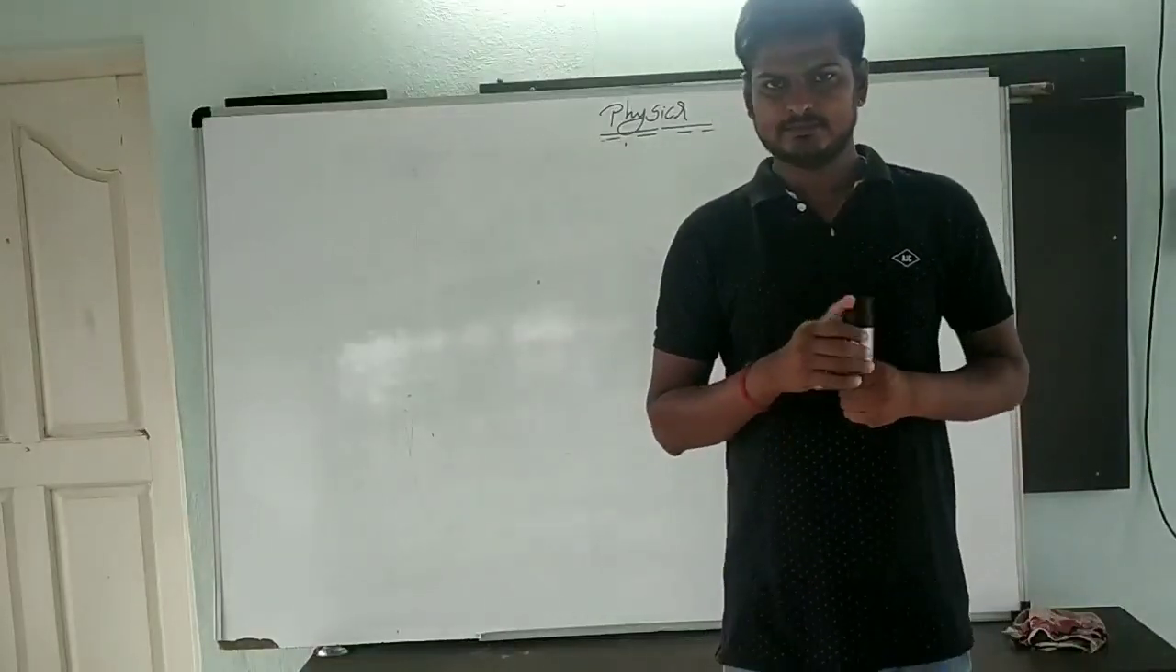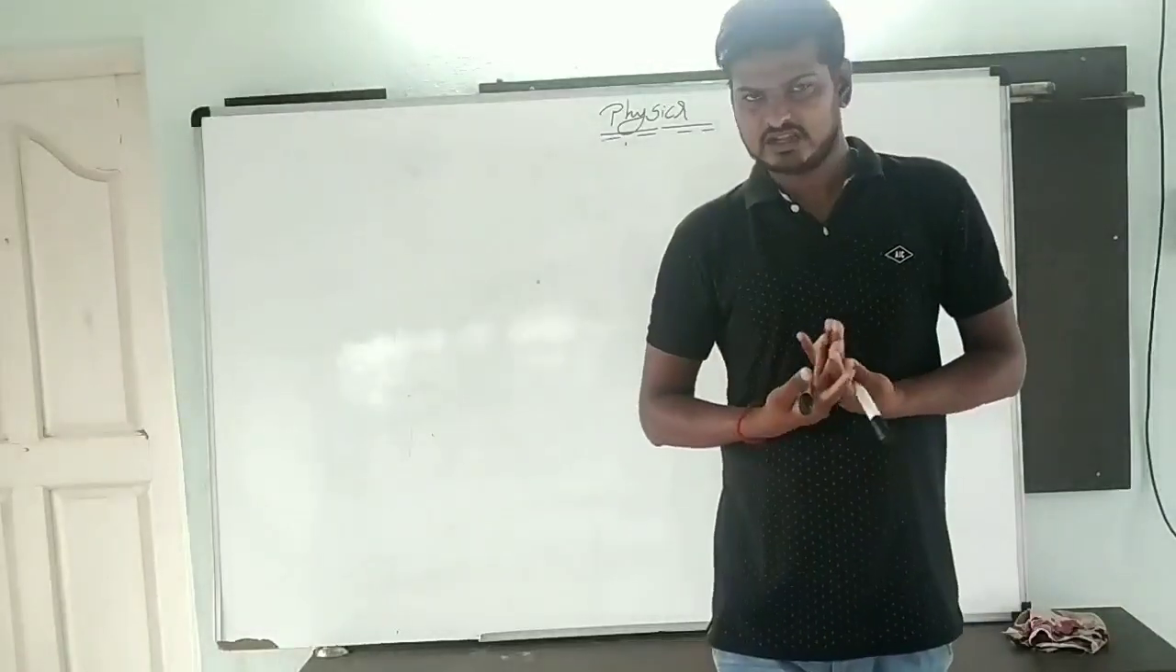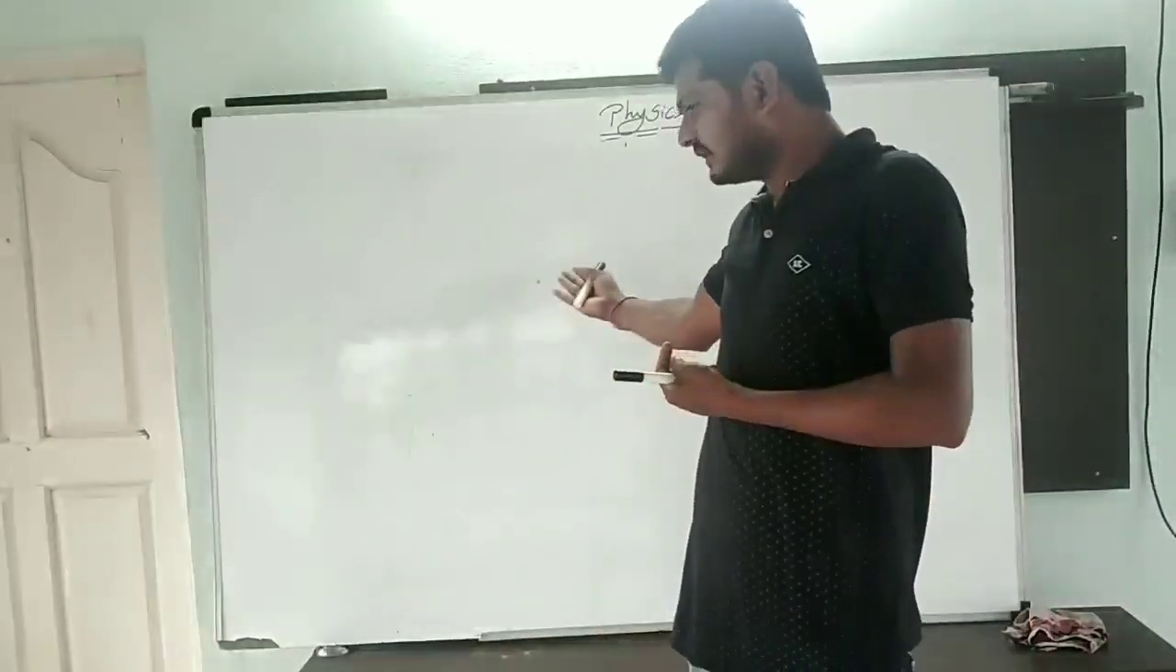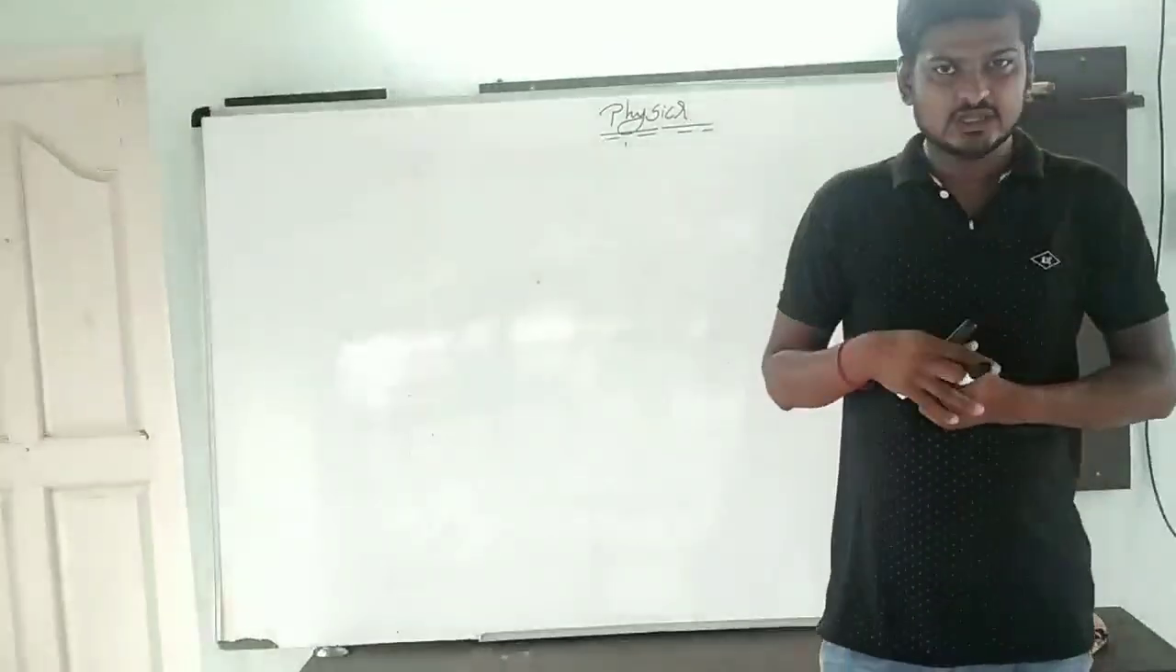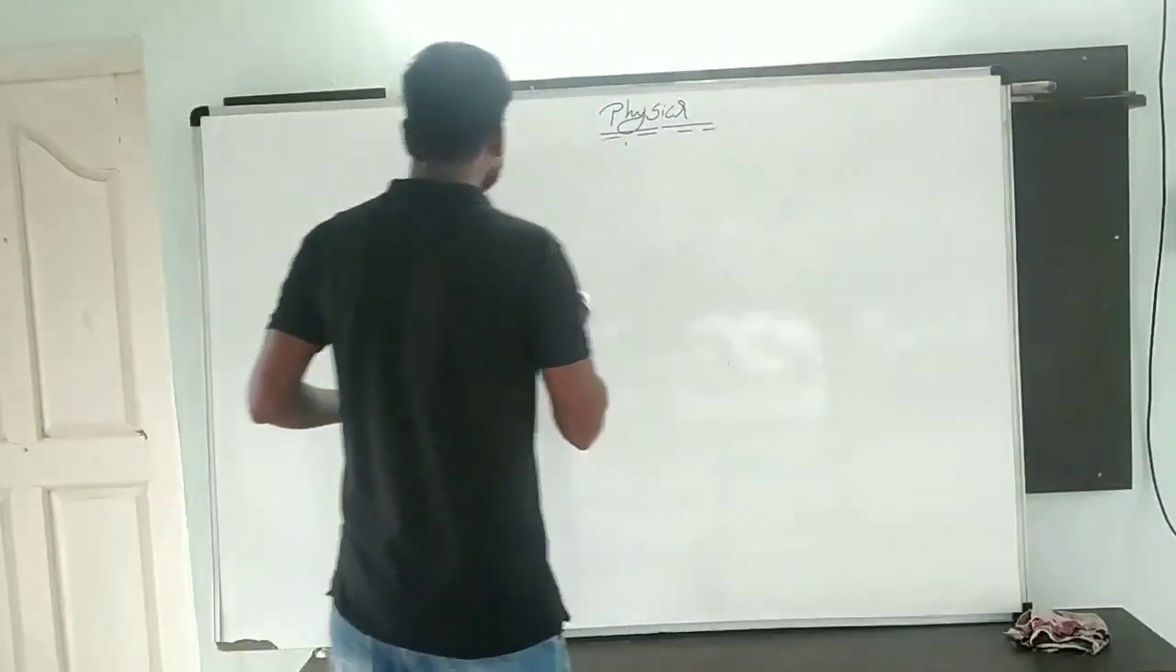Yes sir, light. For example, what are the things surrounding me? I am seeing the marker, I am seeing the whiteboard, or any object near me. That I am seeing is because of what? Light. Now we can say what is meant by light.